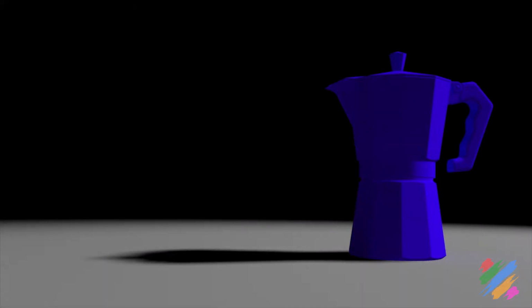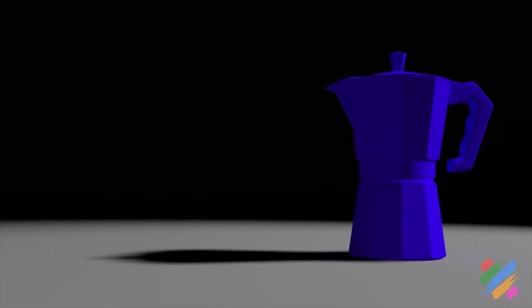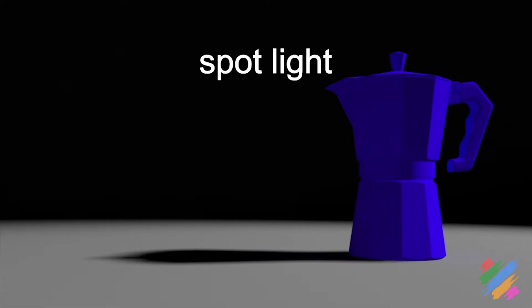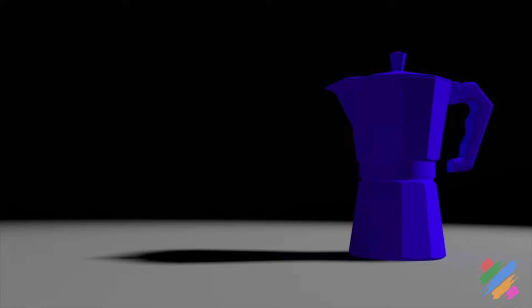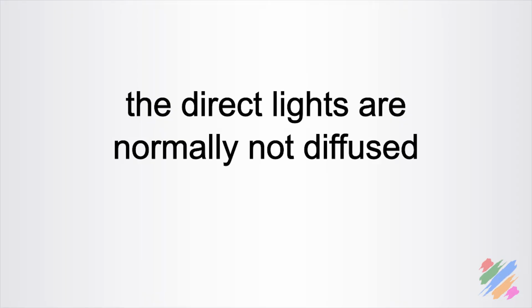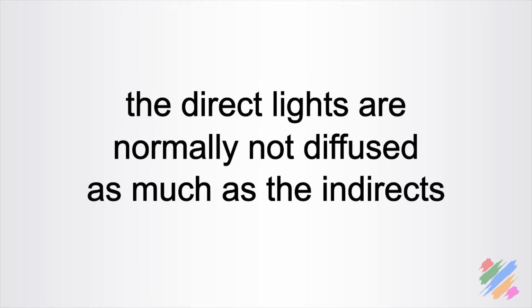While creating an indirect light effect by using a spotlight, we can control the intensity independently from the main illumination, but on the other side, the direct lights are normally not as diffused as the indirect ones.